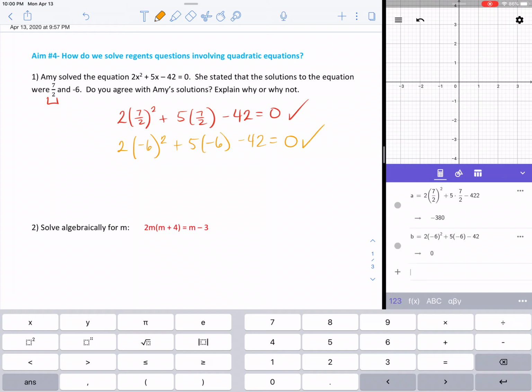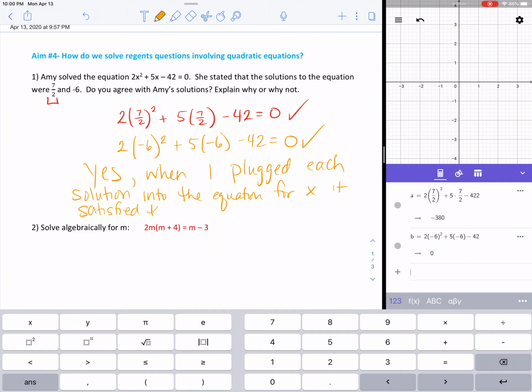So do we agree with Amy's solutions? Yes. Explain: when I plugged each solution into the equation for x, it satisfied the equation, or made it true. That's it.